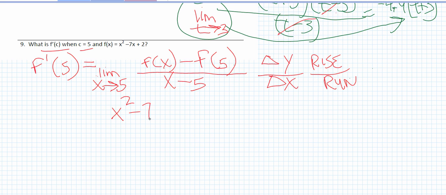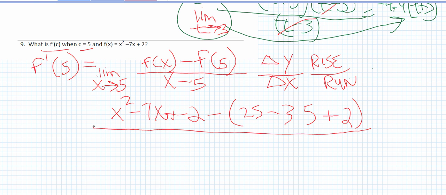So it's x squared minus 7x plus 2 minus, plugging in 5, we get 25 minus, oops, that's not 10, that's 14. 7 times 2, or excuse me, 7 times 5, 35. And then we have plus 2. And then we still have x minus 5 on the bottom. So we still have that divide by 0 issue going on here.